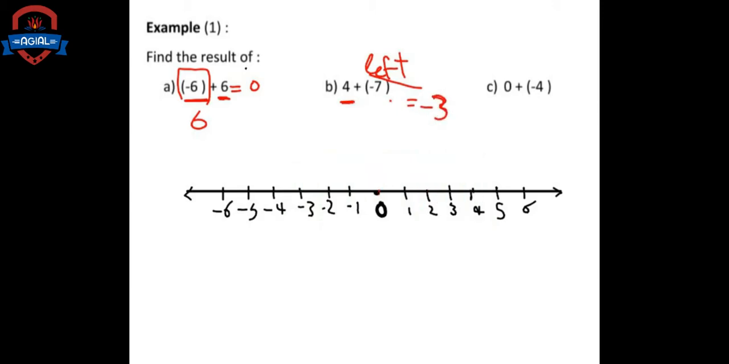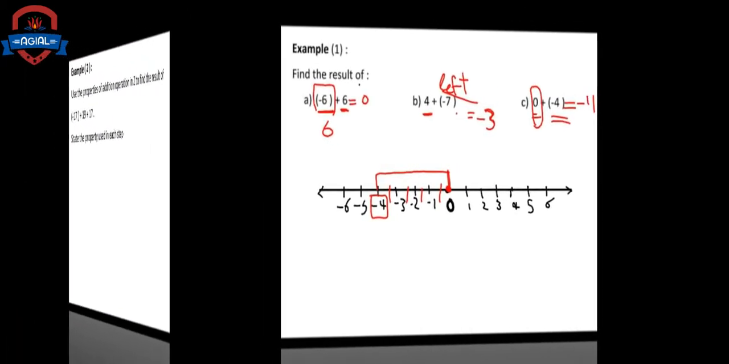Letter C, 0 plus negative 4. So we start from 0 to represent our number 0. And plus negative 4, we move to the left 4 units. So we have 1, 2, 3, 4. And now the answer is negative 4. So 0 plus negative 4 equals negative 4.